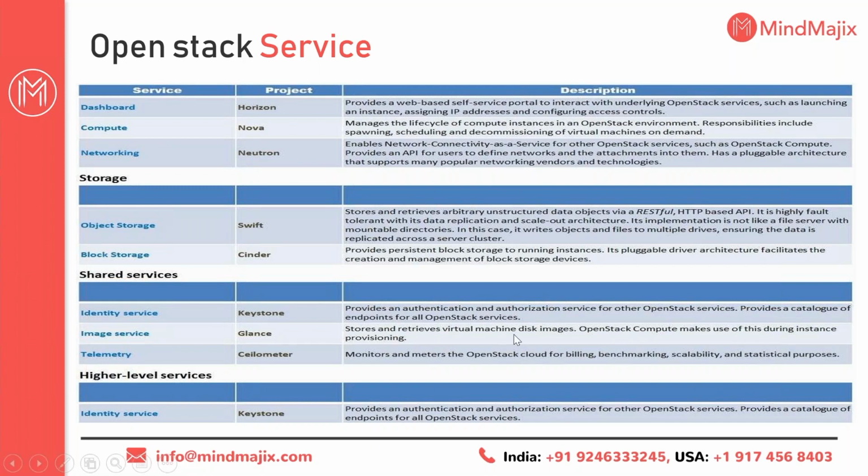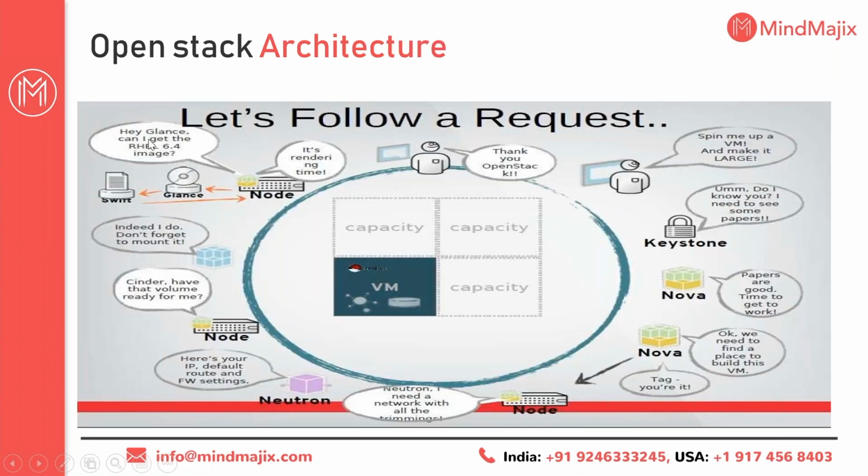Glance stores and retrieves virtual machine disk images, which OpenStack Compute makes use of during instance provisioning. Glance provides an image service. So, hey Glance, can I get the RHEL 6.4 image? Image means you need some OS to install on your VM so that you can run your application on top of the VM where the OS is running, right? That can be any image, RHEL 6.4 or Ubuntu or Fedora, any image you can use.